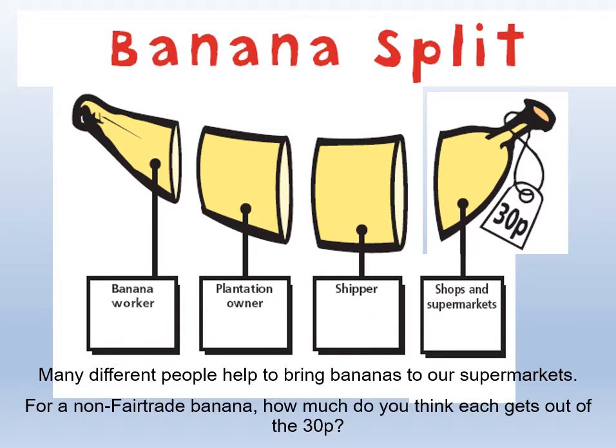So let's have a look at this slide, the banana split. As it says here, many different people help to bring bananas to the supermarkets. For a non-fair trade banana, how much do you think each person listed there gets out of the 30 pence? So you've got a banana worker, you've got a plantation owner, you've got a shipper, and you've also got the shops and the supermarkets. Let's have a look now at what each of those people do.